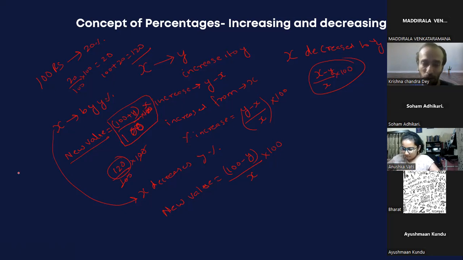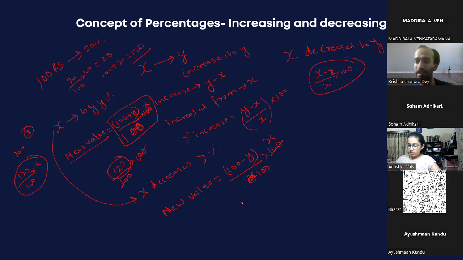Suppose I am increasing it by 20%. Initially, it was x. So the new value will be 120 by 100 into x, right? So 100 plus y by 100 into x. Here also the same thing, I just did not note it. I wrote it fast. Thanks for calling it out. So for decrease, 100 minus y by 100 into x, right?